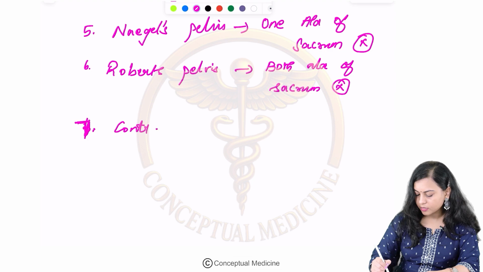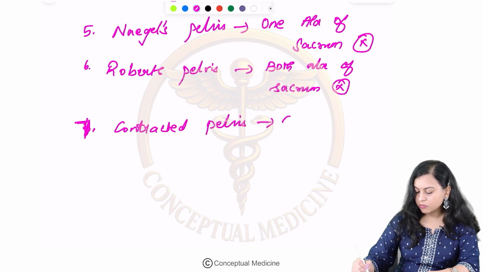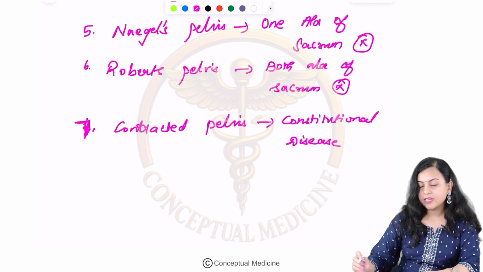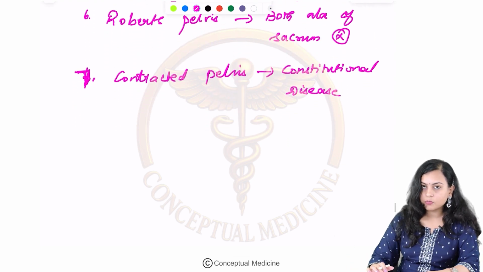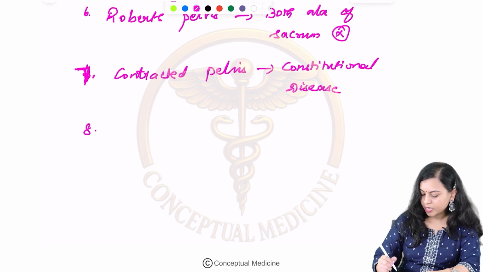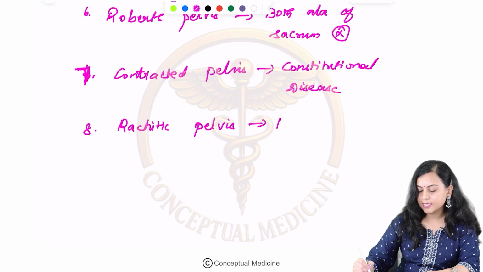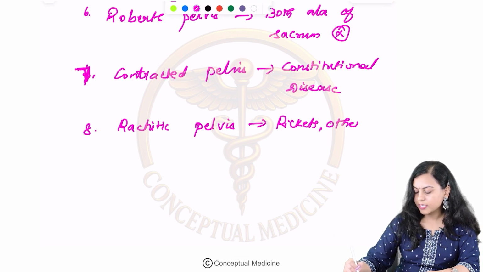So the next pelvis is contracted pelvis. So contracted pelvis can be constitutional or seen in any disease conditions where the diameters at various levels of the pelvis are reduced. Next comes rachitic pelvis. This is mostly seen in rickets and other disease conditions, especially vitamin D deficiency.